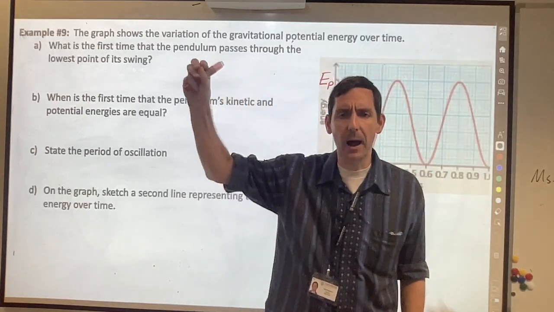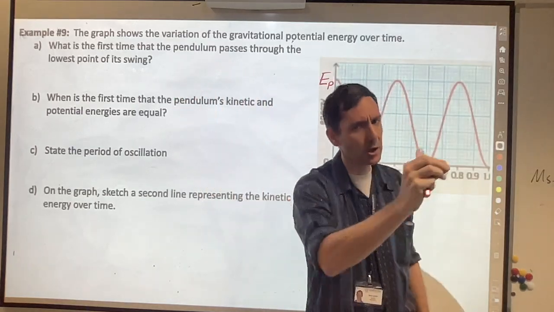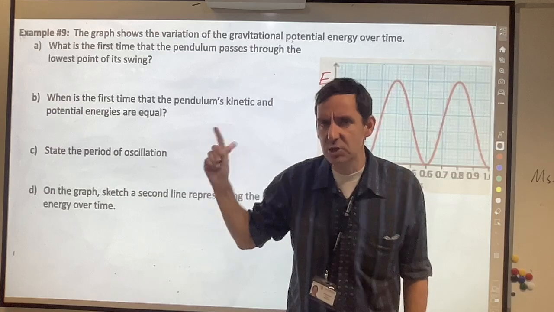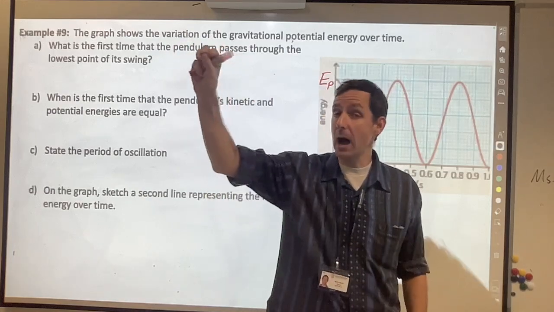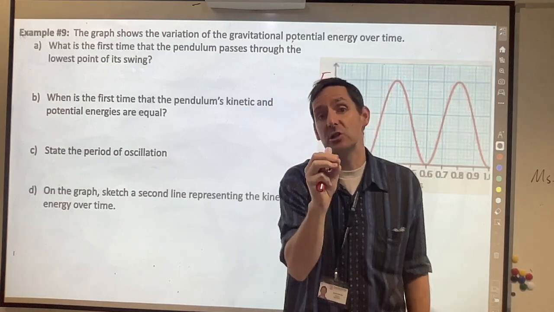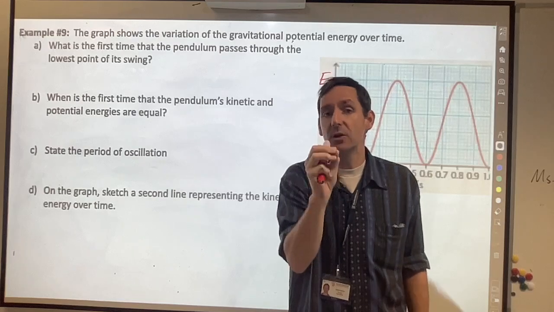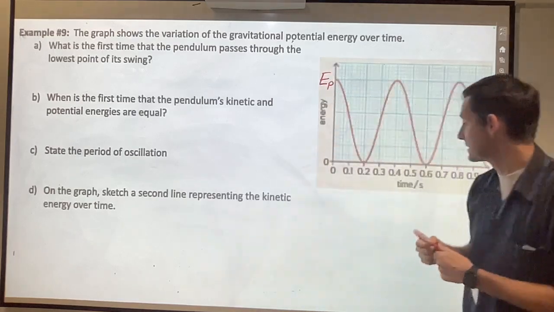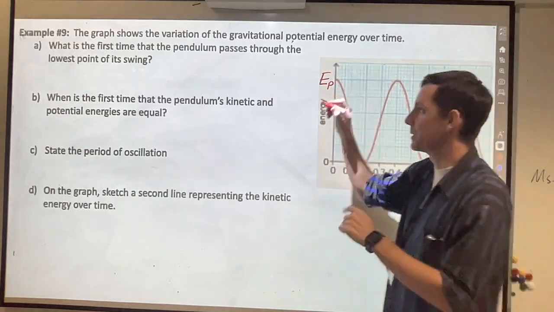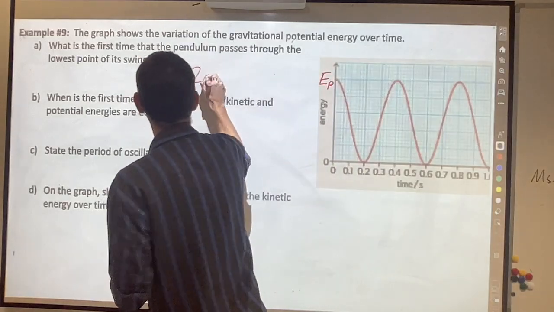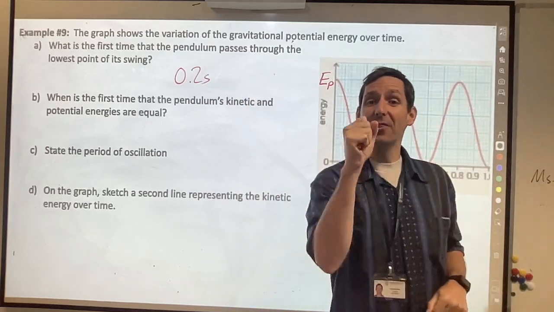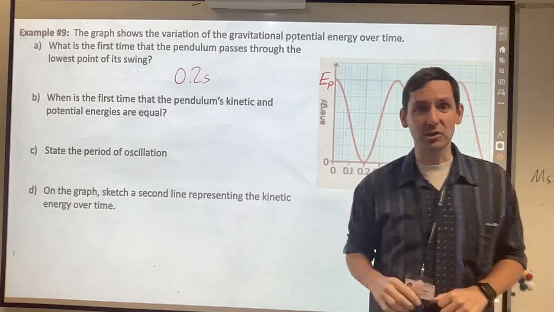A pendulum starts up high, and then it swings down, and then it goes up, and then it comes back down, right? Now the graph is potential energy. So when it's swinging, it goes from a high potential energy down to a low potential energy. So the place where the potential energy is lowest, that should be the lowest point of the swing. And so I'm going to say that that's right here at 0.2 seconds. So the answer here is 0.2 seconds. When the potential energy is the lowest, my pendulum is at its lowest point. Therefore, it should be that time right there, 0.2 seconds.